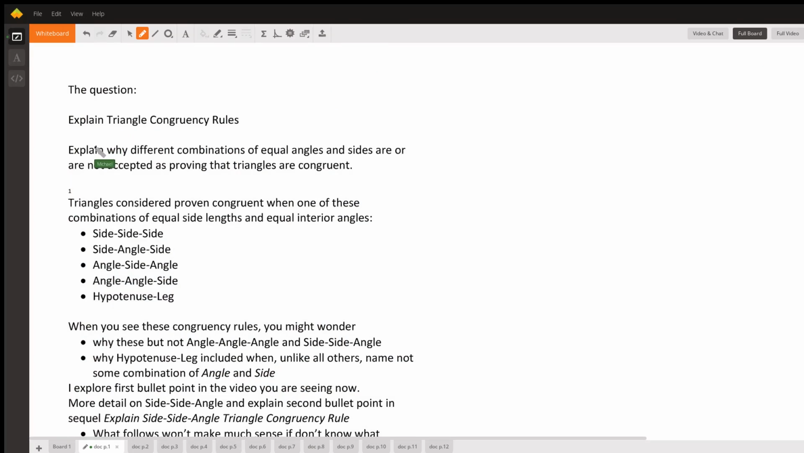So this is the question that I asked. I submitted the question: explain why different combinations of equal angles and sides are or are not accepted as proving that triangles are congruent. And oh, by the way, this video is kind of long, but if you like geometry, I think you'll find it interesting.